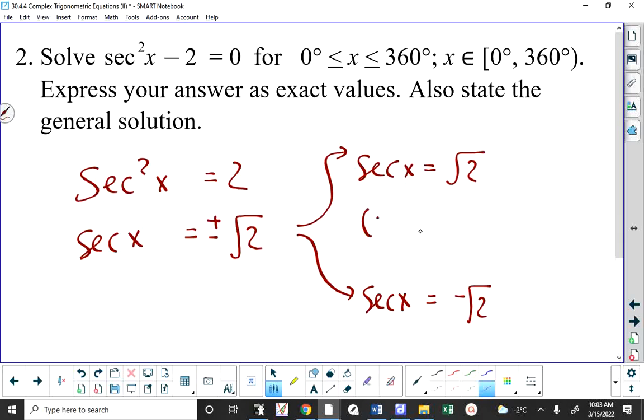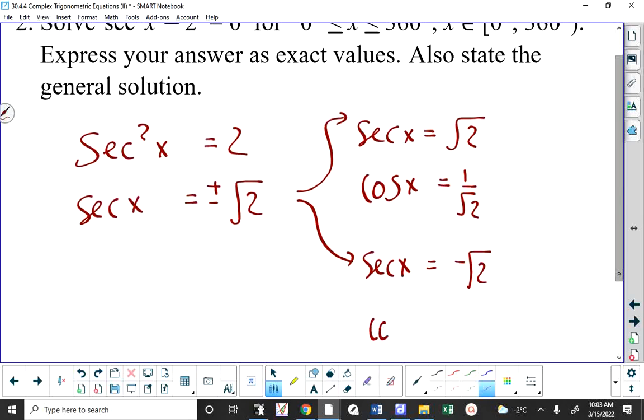I'm going to rewrite this equation as cos of x equals 1 over root 2. And I'm going to rewrite this equation as cos of x equals 1 over negative root 2, which is negative 1 over root 2. So I'm prepping this so I can either use my calculator to find a reference angle or think of the unit circle. And I'm going to think of the unit circle. Remember that 1 over root 2 is root 2 over 2.